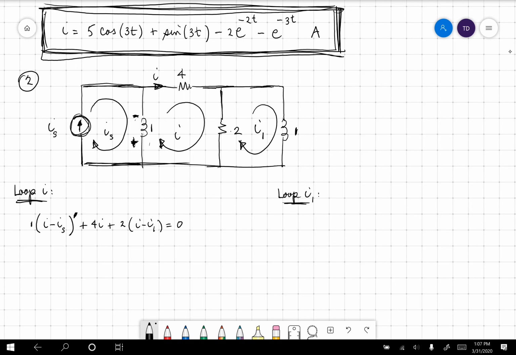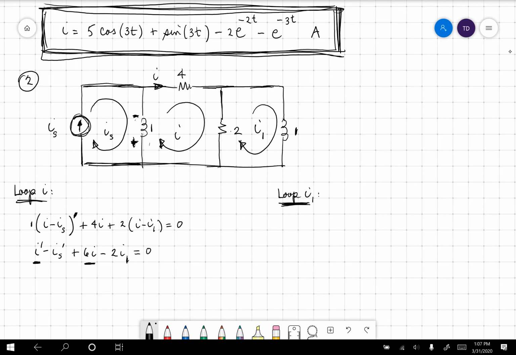Okay, a little cleanup on this equation, just a little bit. So I have, first of all, remember this is I prime minus IS prime, now plus 4I plus 2I plus 6I minus 2I1 equals 0. Again, I want you to note that I have my I prime, I have my I over here, so it looks like a differential equation for I. I'm almost there on that one, but it's not going to work. And I'm going to show you why it doesn't work, just to make sure we understand that.